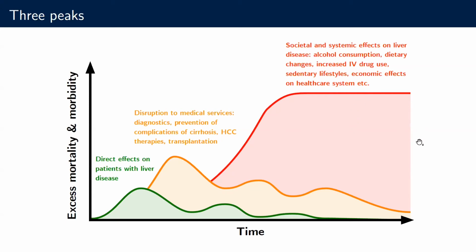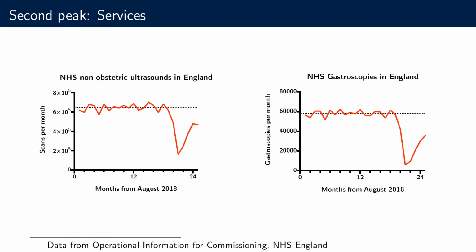Now, we don't have much to inform our understanding of this, but I just have a few figures that I think are useful to show. This is data from operational information for commissioning in NHS England, just showing the effect of the coronavirus pandemic in the UK and the lockdown indirectly on the number of non-obstetric ultrasounds. Clearly, the majority won't be for liver disease, but will be amongst those. It's the best data I could find, and on gastroscopies. So huge reductions in both.